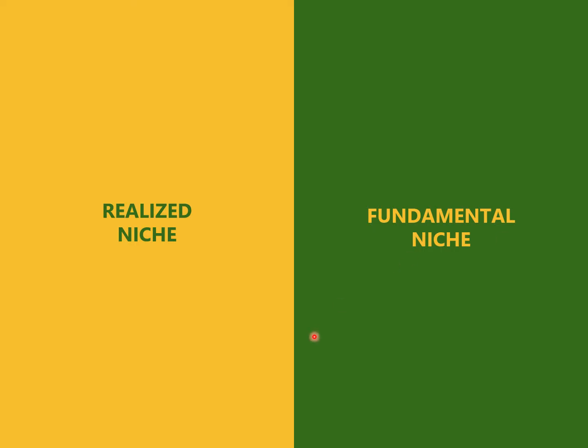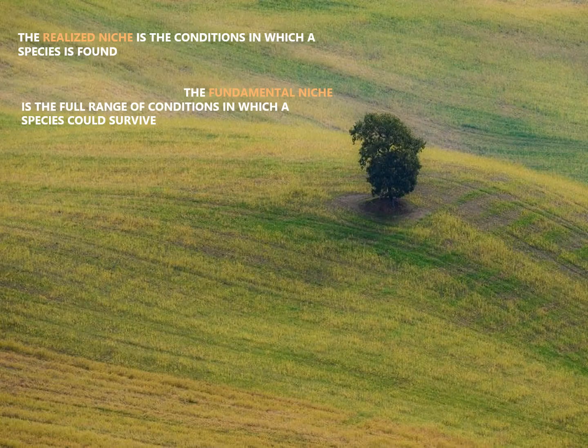Now that brings us to the difference between where a species is located and where a species could be, and this is the difference between the realized niche and the fundamental niche. The realized niche is the conditions in which a species is found, and I should have colored these differently. The fundamental niche is the full range of conditions in which a species could survive.